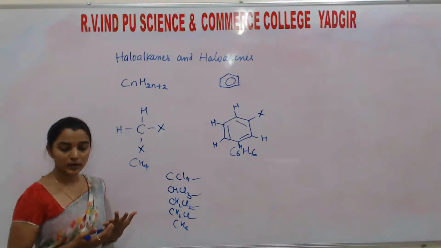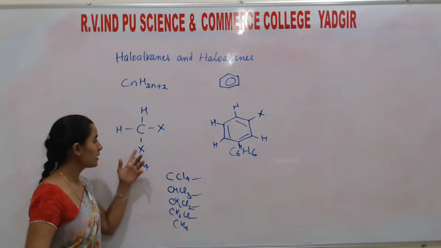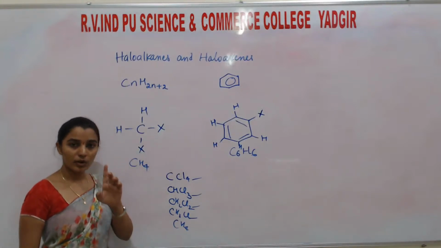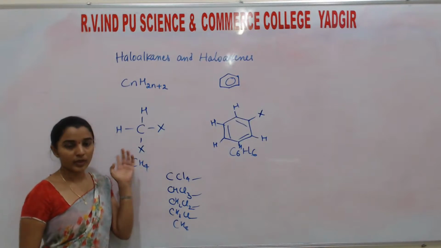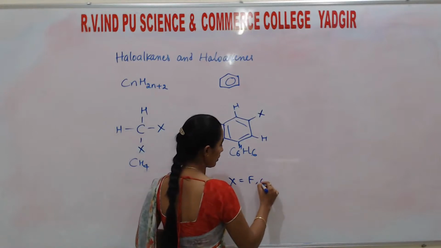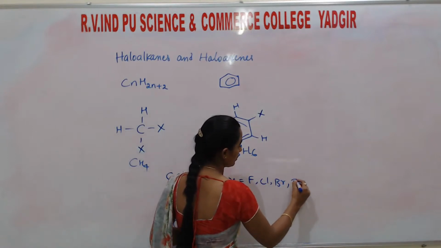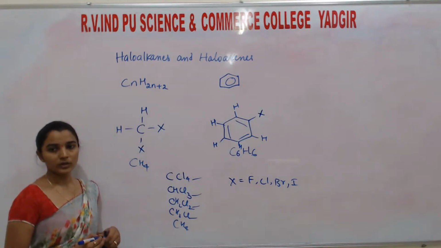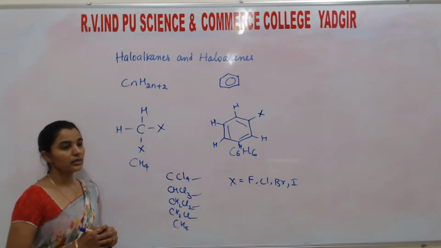How will these derivatives form? By replacing the hydrogen atom of the carbon, at least one hydrogen, with a halogen atom. What do the halogens mean? The halogens are either fluorine, chlorine, bromine, iodine, whatever it is. Okay, so that is haloalkanes and haloarenes.